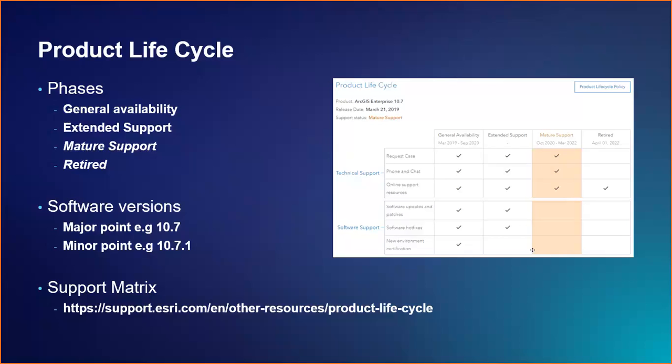Essentially what it means is when you're in general availability, so that's 10.8.1 today, you have full access to technical support. You can open a case, they'll help you. You have lots of online resources. It also means for software support, in the event of bugs or issues, there may be updates or hot fixes. There'll be new environment certifications, so a new OS or a new version of an RDBMS, 10.8.1 will be tested and certified against those new versions.